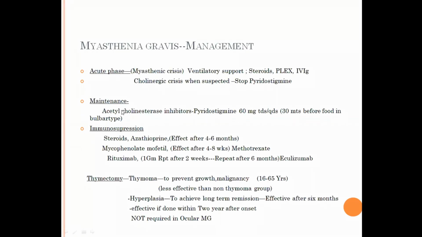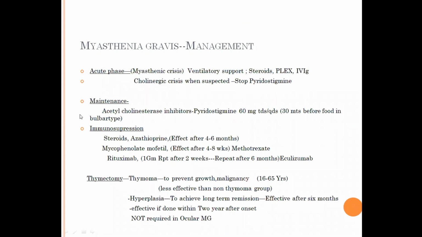How do we treat? Acute phase, that is myasthenic crisis, because of respiratory paralysis, the life is at stake. Ventilatory support, and all immune-mediated diseases have standard therapy, whether it is multiple sclerosis or myasthenia. Start with steroids, no effect, plasma exchange, no effect, IVIG, you may have to repeat again. Sometimes we are confused whether the respiratory weakness is because of excess treatment with cholinergic drugs. In that case, stop pyridostigmine and wait for improvement.